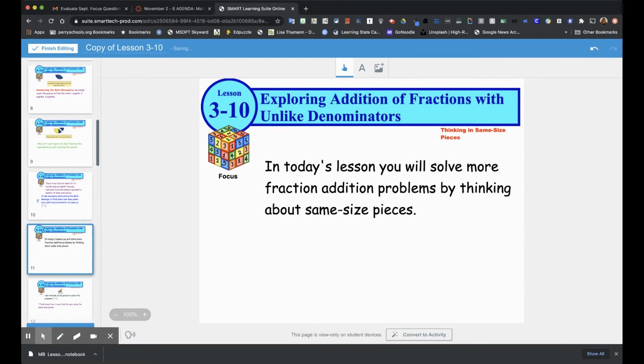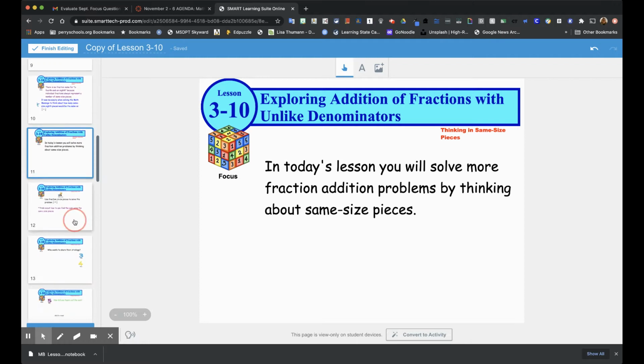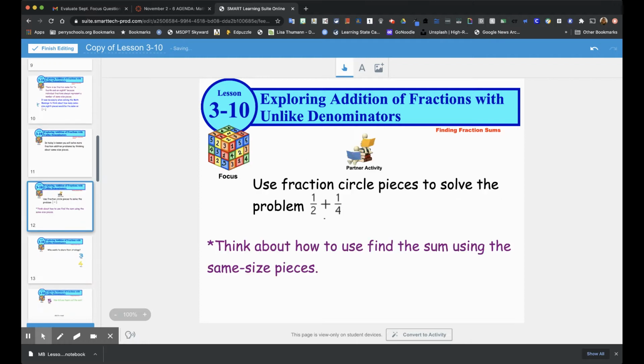In today's lesson, we're going to solve more fraction addition problems by thinking about same size pieces. So you can use fraction circle pieces, and/or you can draw pictures. For this one, it says to use fraction circle pieces to solve 1/2 plus 1/4. I want you to think about how and what to use to find the sum, again, using same size pieces.